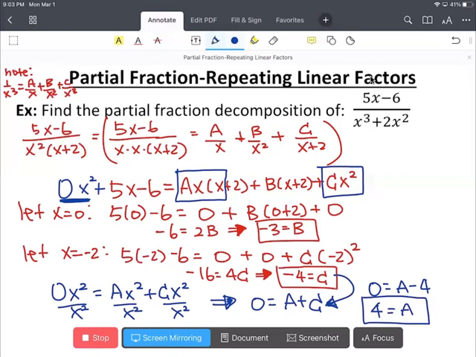So now we can substitute our a, b, c values into our setup. So it'll be 4 over x plus negative 3 over x squared plus negative 4 over x plus 2 as our final answer.